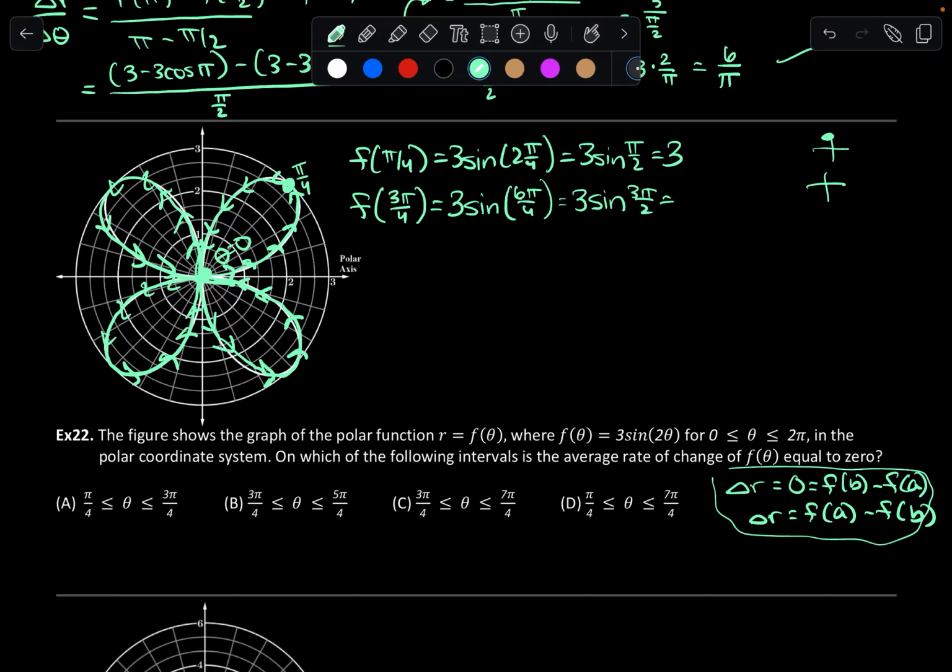So 3 pi over 2, that's going to be here. For sine, that's going to be -1. So we have 3 times -1, which is -3. So that means at 3 pi over 4, the radius is negative 3.